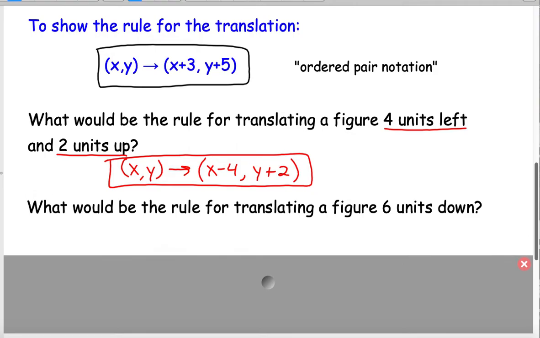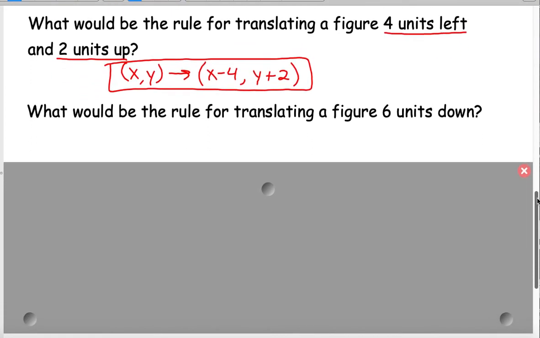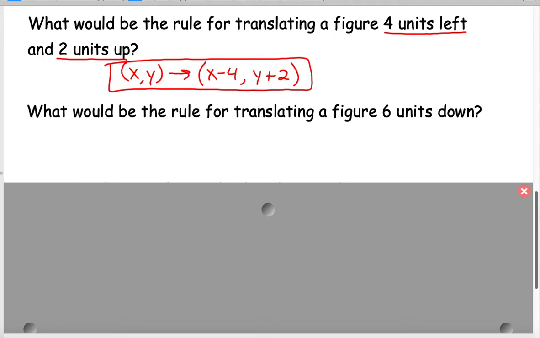Try another one. What would be the rule for translating a figure 6 units down? Once again, hit pause, write your answer, and then check. All right, 6 units down. So once again, x comma y with the arrow. So we're not moving in the x direction at all. We're not moving left or right.